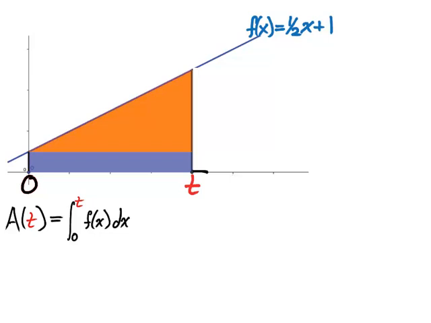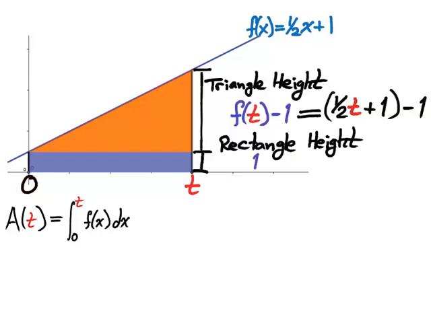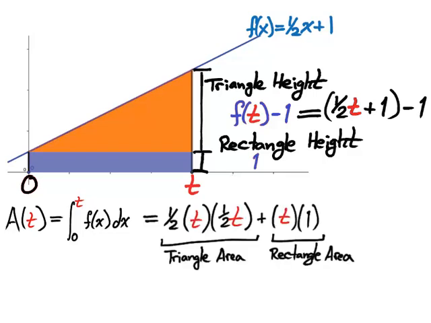Both shapes have base length t. The height of the rectangle is always 1, and the height of the triangle depends upon t, and can be expressed as f of t minus 1, or 1/2 times t. A of t equals the sum of the triangle and rectangle's area, which simplifies to 1/4 t squared plus t.